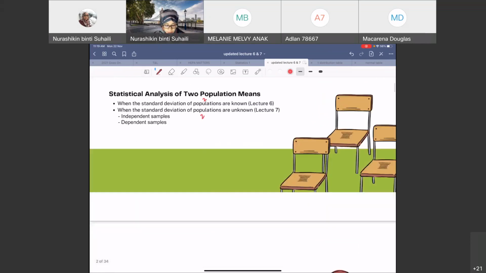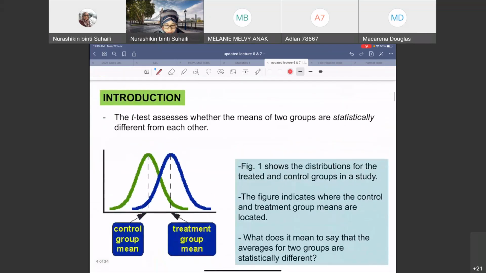So first, let's have a look at the introduction. Here we will also use a t-test. A t-test is a test where we basically want to compare two things. You're going to use the t-test as well, and you're going to use the t-distribution table. The t-test assesses whether the means of two groups are statistically different from each other.